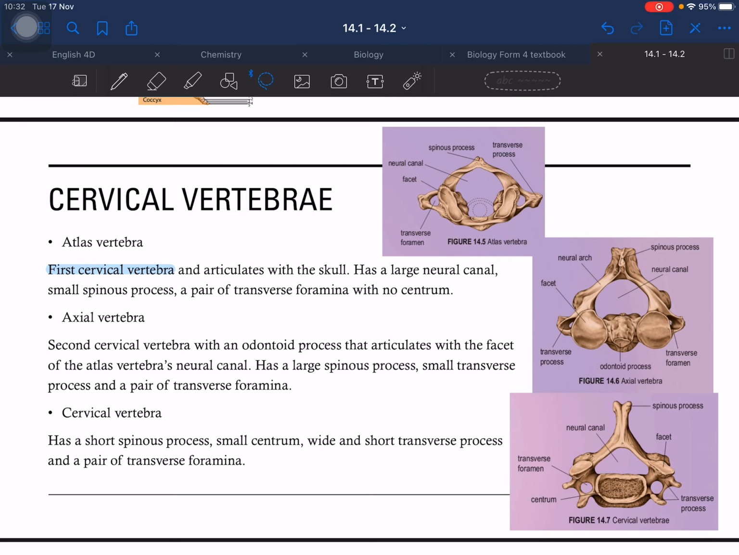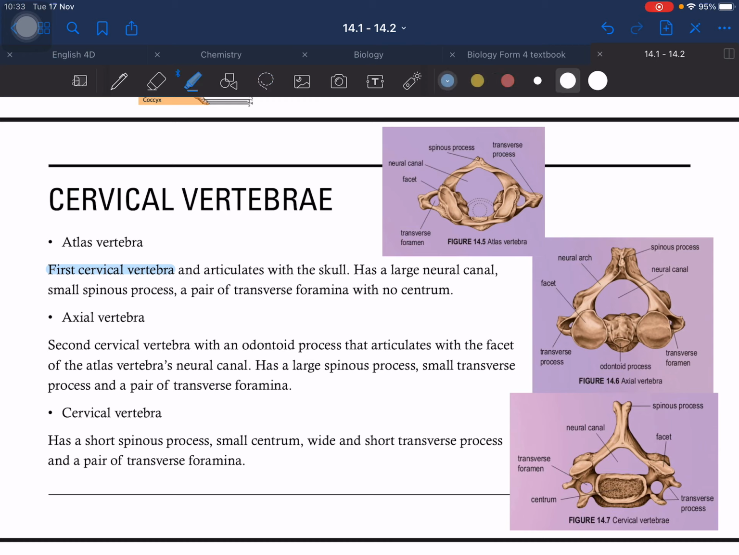So it articulates with the skull and has a large neural canal, small spinous process, and a pair of transverse foramina with no centrum. So you have your transverse foramen here and another foramen here, which makes the foramina, right? Next, we will have the axis vertebra.